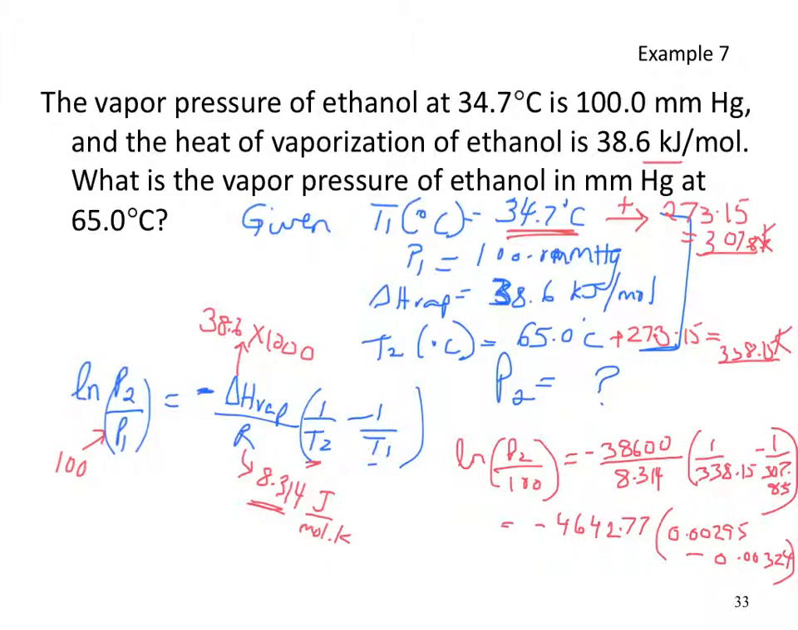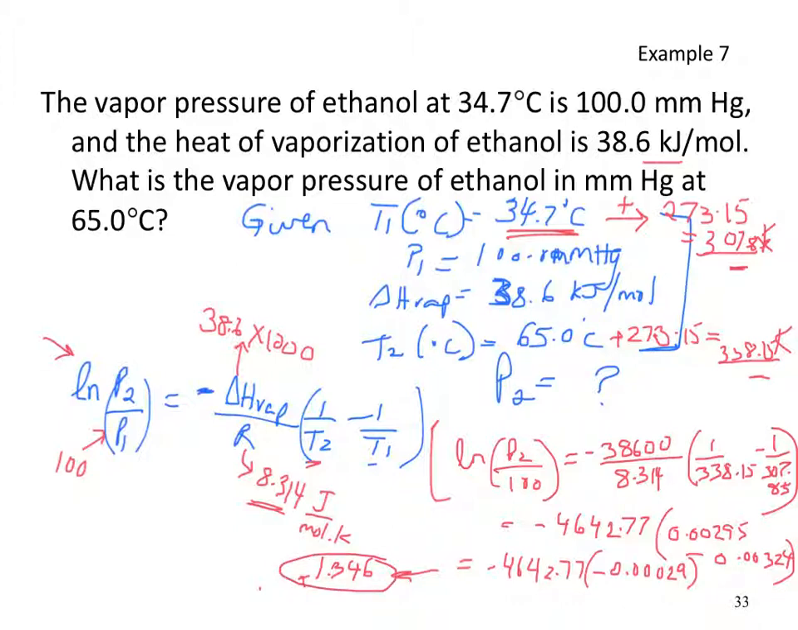Upon the addition of 273.15, the Kelvin temperatures have been obtained to be 307.85 and 338.15. And when we plug that into our Clausius-Clapeyron equation, I have shown you what to plug in. I'm trying to solve the right-hand side right now, and that will come out to be 1.346. So I basically solved the 1 over T2 minus 1 over T1, and I've given you all the numbers here so you can work out the math on your own as well. The right-hand side comes out to be 1.346. The left-hand side is natural log of P2 divided by 100.